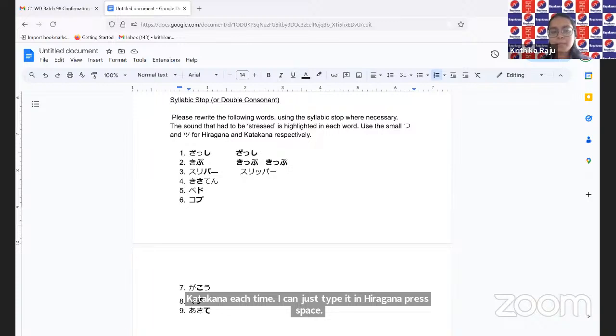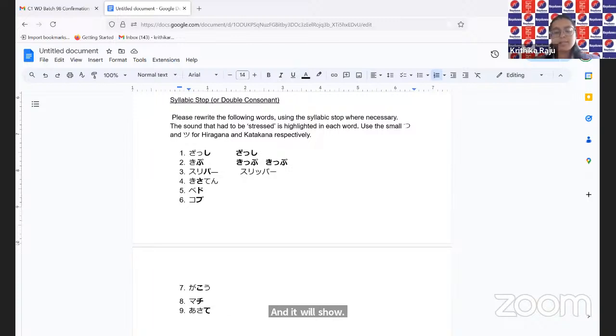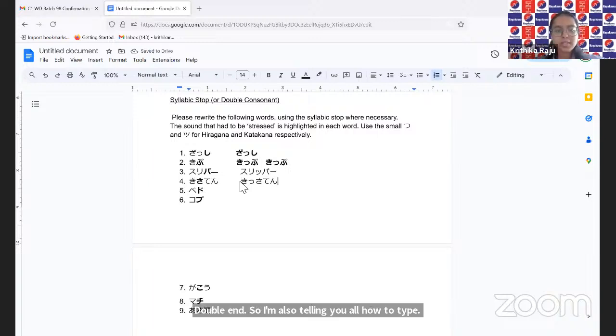That's easy. Now, kissaten. So where is the syllabic stop in this word? On the sa. Before the sa. Very good. Before the sound that is stressed. So it's K-I-S-S-A. S-S-A is the stressed sa. T-E-double-N. So I'm also telling you all how to type. Okay, so do register it.